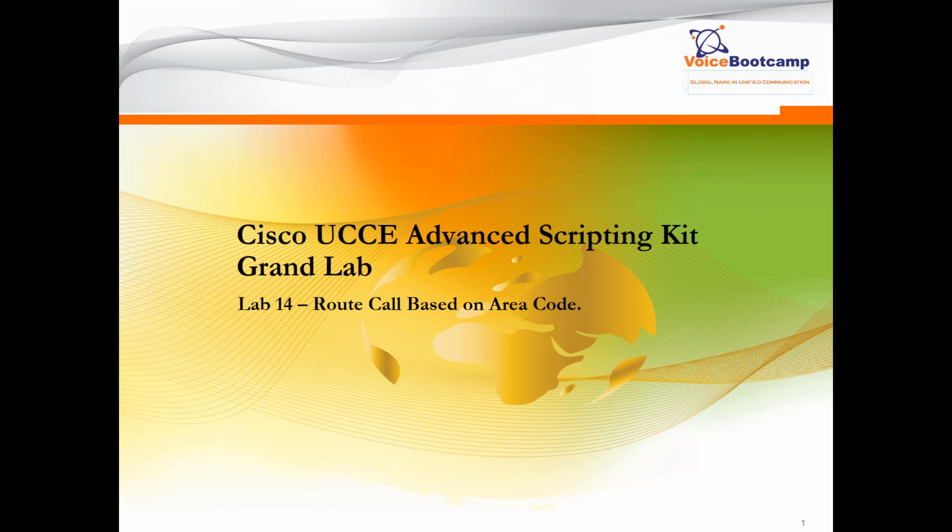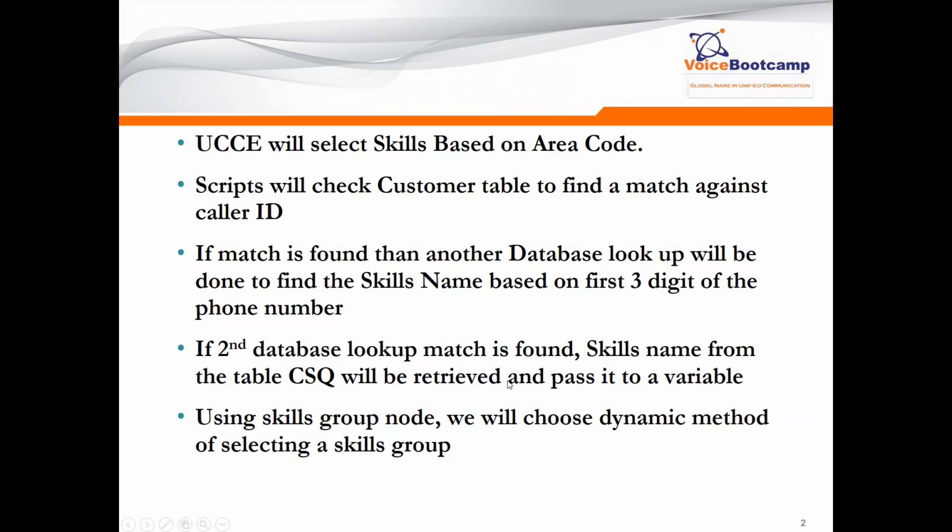In this particular self-study kit of UCCE Advanced Scripting, I'm going to show you how to develop a script that selects a skills group based on area code. This script was designed based on one of my students who needed help developing a script where a skills group would be selected based on a portion of their caller ID. So if the caller ID of the person was from New York, it will select a New York skills group. So the requirement for this particular lab is that we will select skills based on the area code.